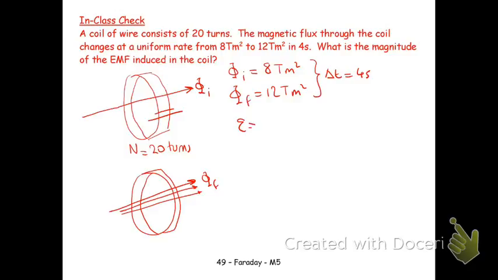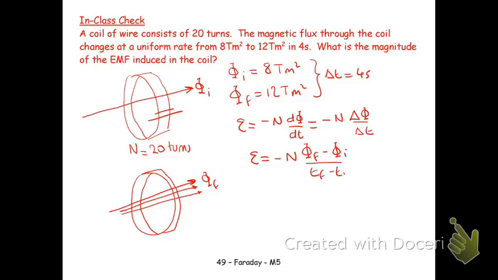And I say my EMF is equal to, what did we say? Minus N d phi by dt. If everything's changing nice and steadily, I can say that's delta phi by delta t. So my EMF equals minus N, phi final minus phi initial over t final minus t initial.